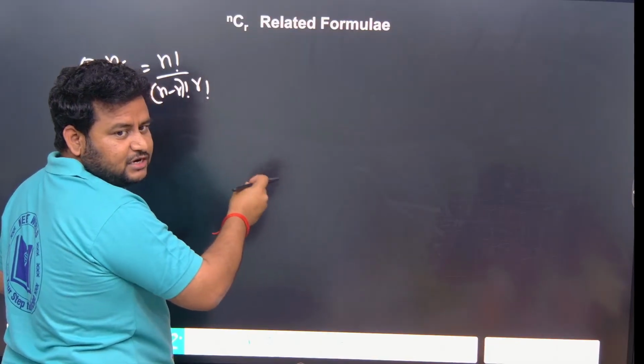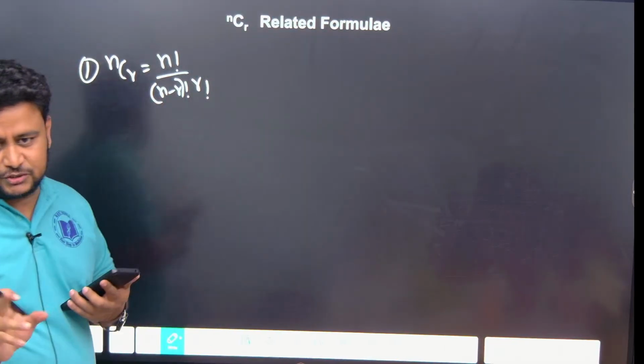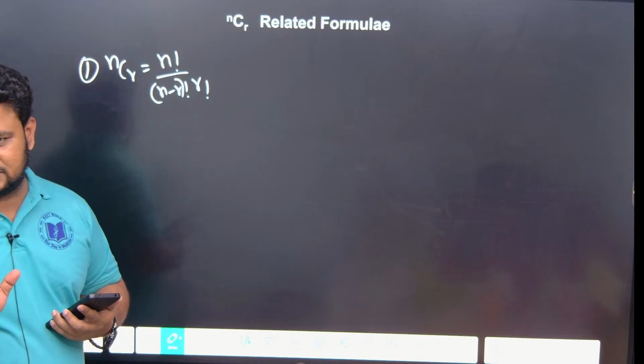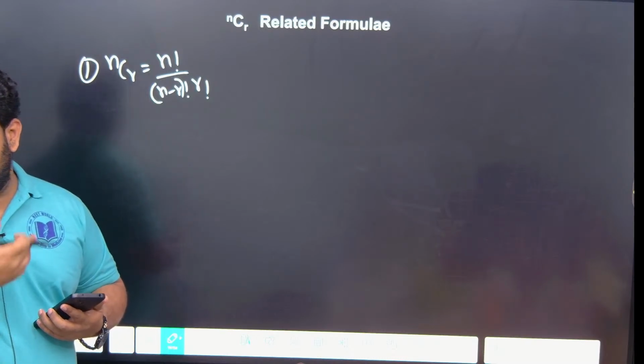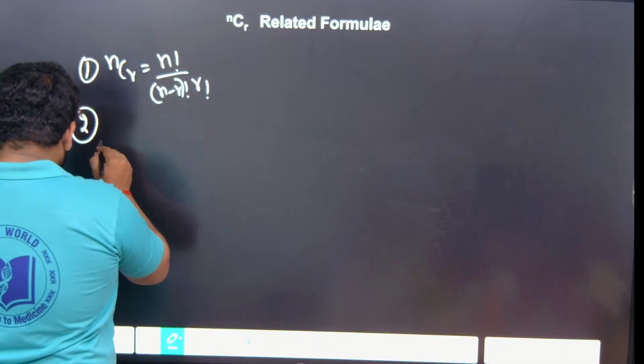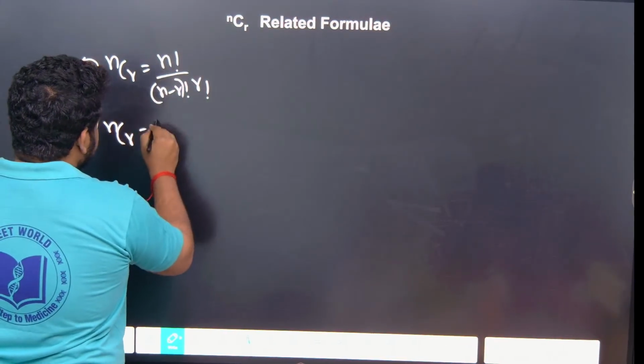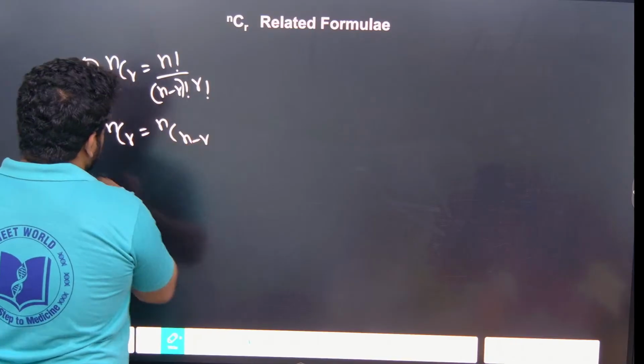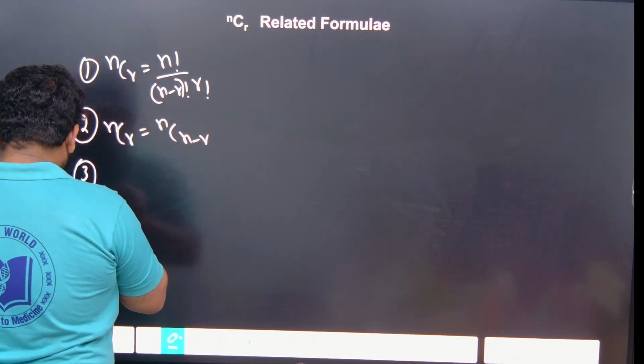Certain formulas are important for your reference, but while solving the questions I told you, there is no need to use the formulas. You can use the concept and get the answer very easily. Next formula: nCr can be written as nC(n minus r), I told you. Okay. Third formula, if you want, make a note.